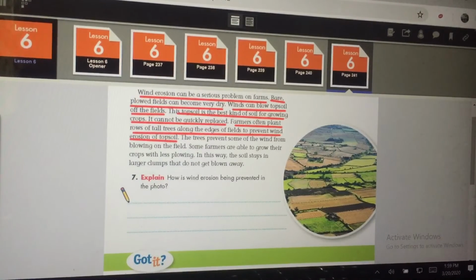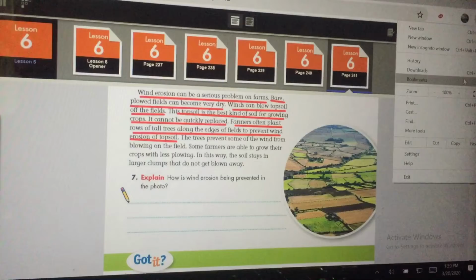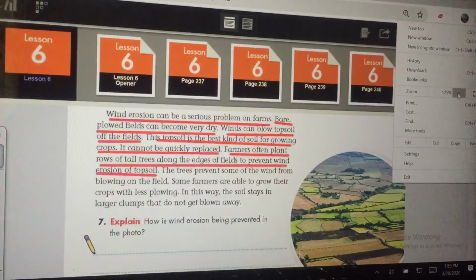Look here, what did they do? I make it larger. I magnify it, okay. Look here, what did they line their fields with? Look here. Yes, farmers often plant rows of tall trees along the edges of fields to prevent wind erosion of topsoil. Now, I will send you, you have question 7.